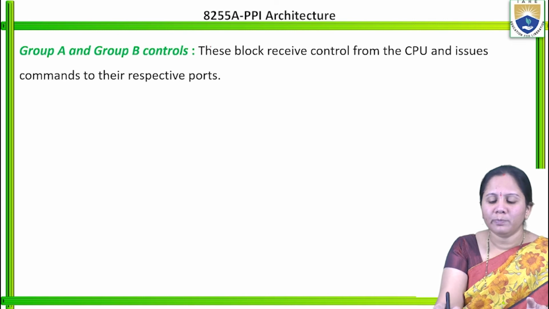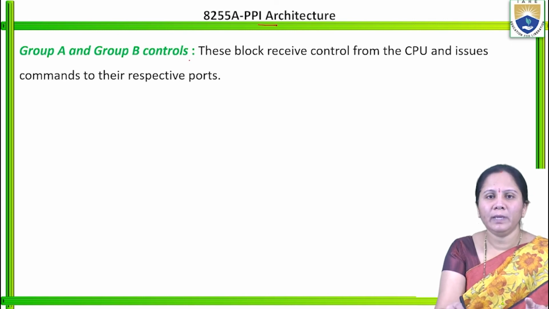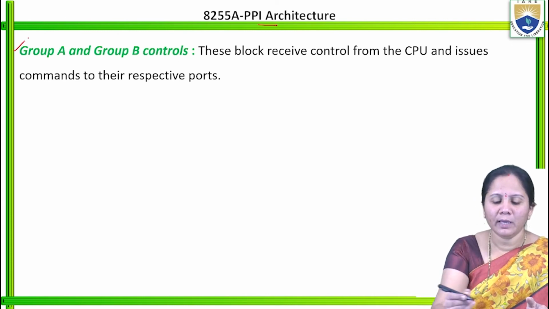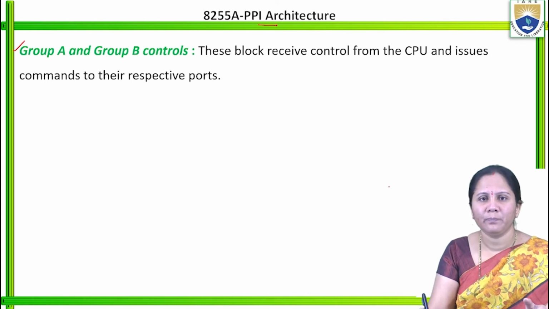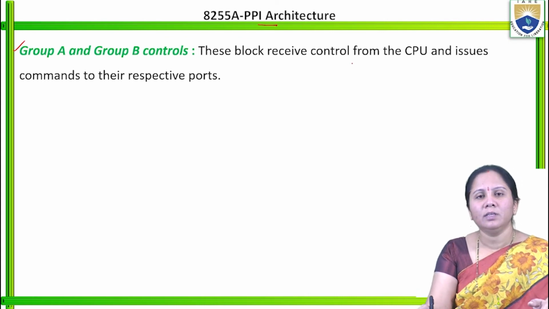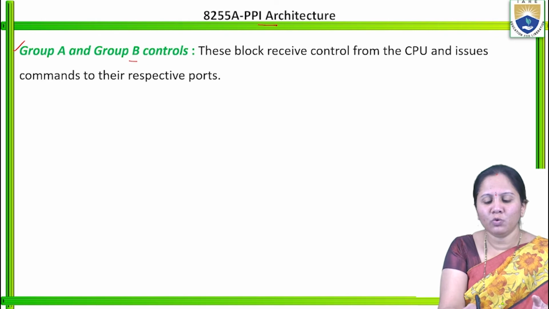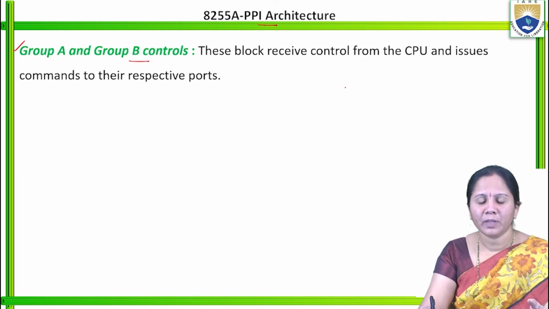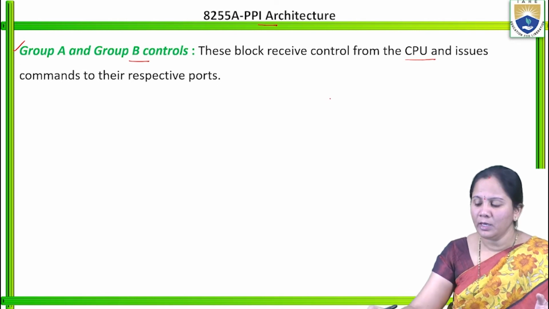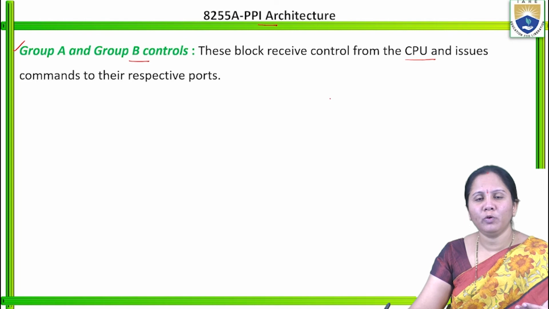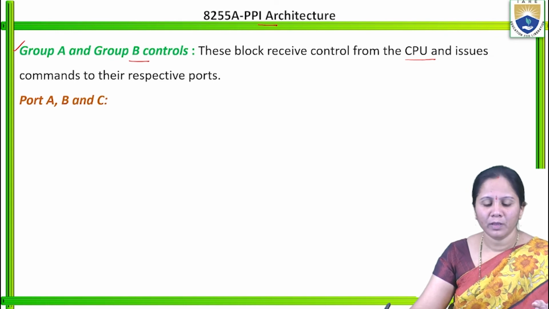And another block present in this 8255 PPI is group A and group B controls. So what is the main purpose of group A and group B? This block will be controlling all the CPU issues. That means port A, port B and port C, the 3 ports, will be under the control of these group A and group B blocks.